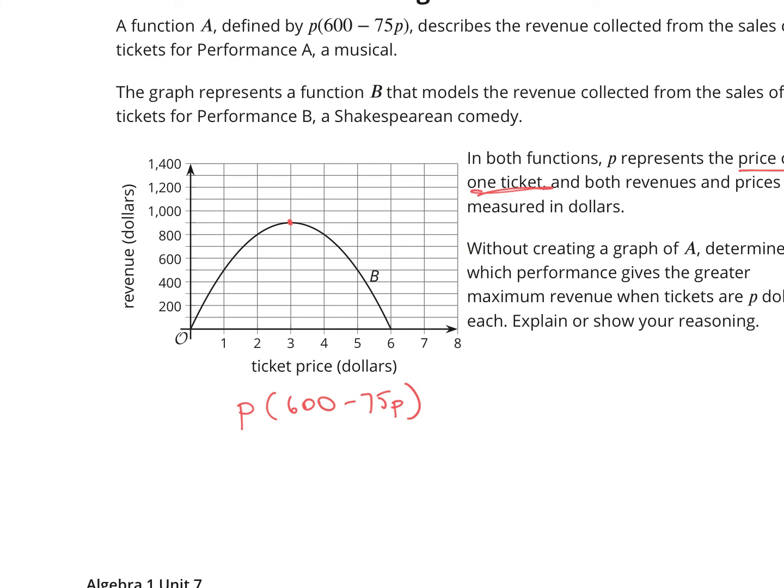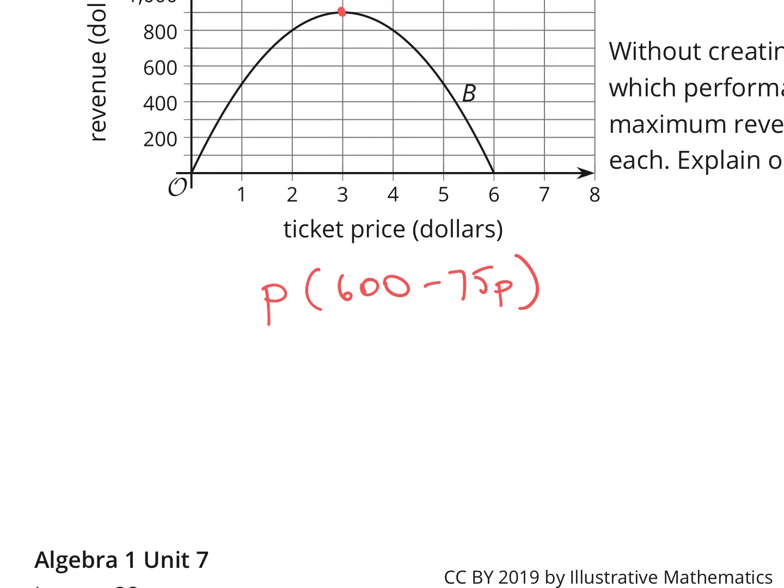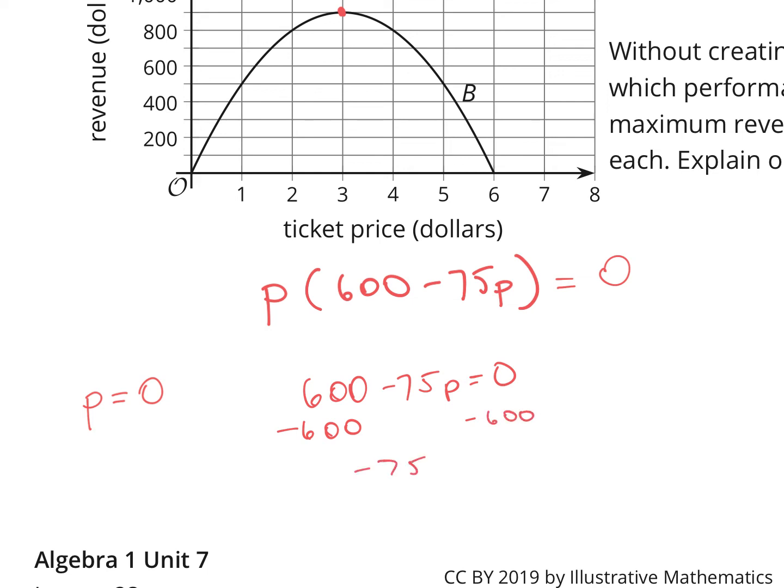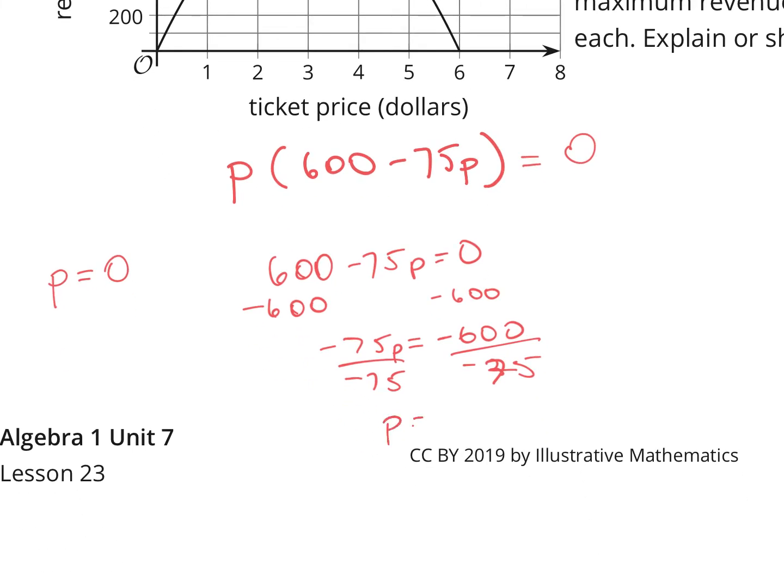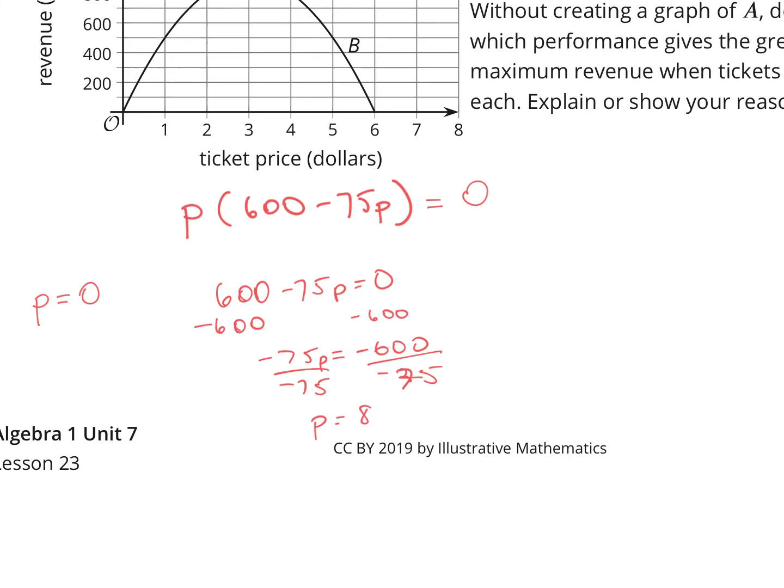Instead, what I'm going to do is go ahead and find the x-intercepts. So remember, if we set it equal to 0, we can use the zero product property to tell us what the x-intercepts are. So p equals 0, 600 minus 75p equals 0. If I solve, I subtract 600 from both sides, then divide by negative 75, which is 8. So I know my two x-intercepts are 0 and 8.